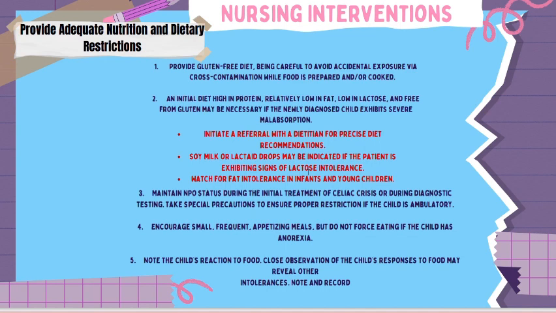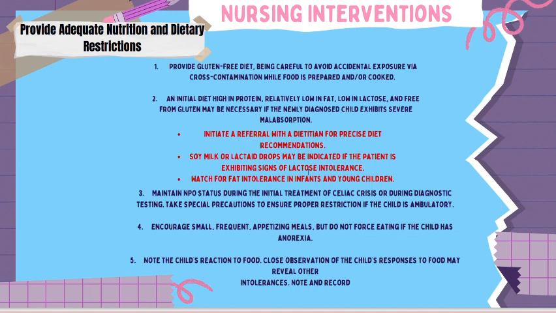So, maintain NPO status during initial treatment of celiac crisis or during diagnostic testing. Provide parenteral nutrition as prescribed. Number four, encourage small, frequent, appetizing meals, but do not force eating if the child has anorexia. Anorexia nervosa is an eating disorder characterized by extreme restriction of calorie intake and intense fear of weight gain.